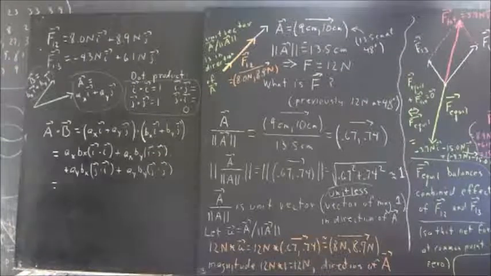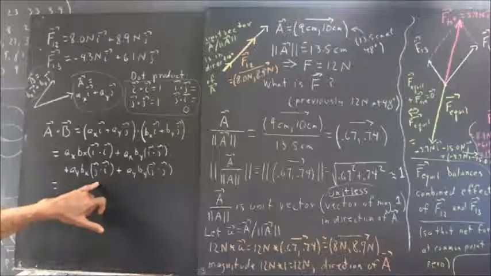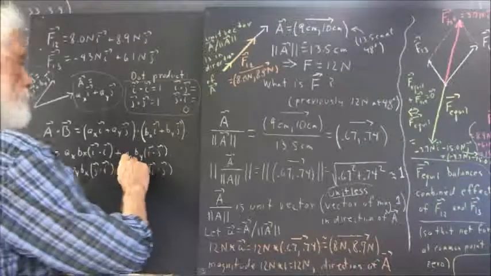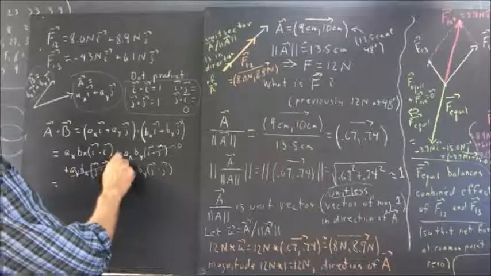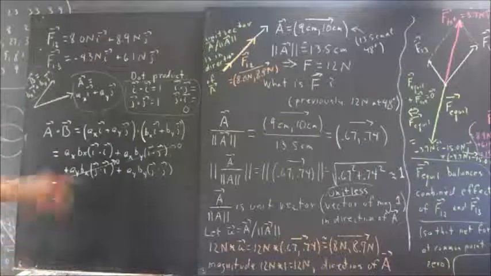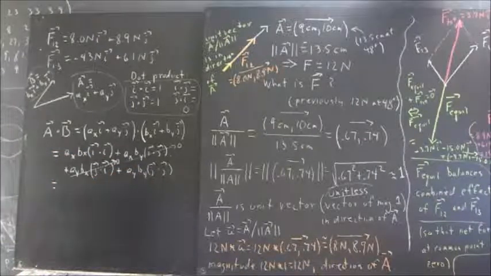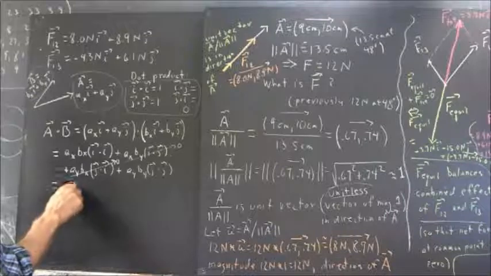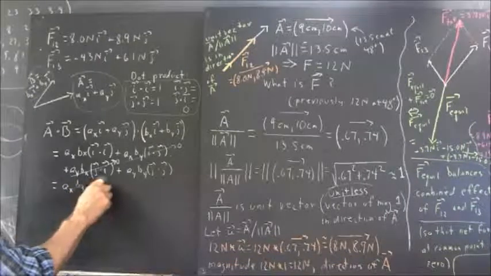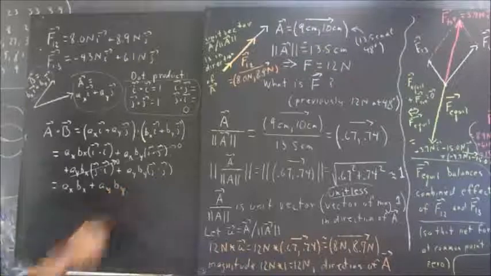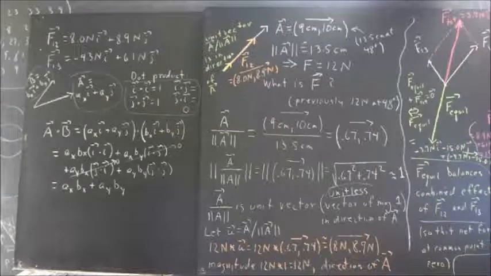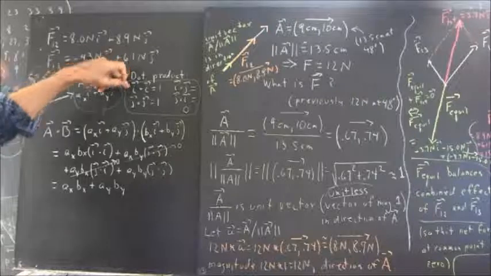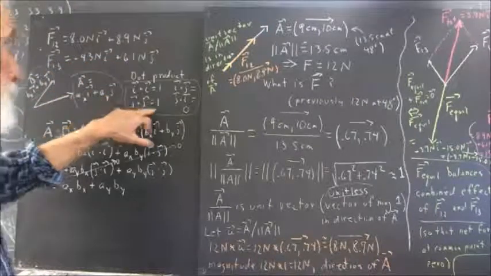Since I dot J and J dot I are 0, this term is 0, and this term is 0. Since I dot I and J dot J are both 1, the result of that is just AX BX plus AY BY. Now, a lot of times you'll just see this as the definition. I prefer to use a little deeper approach and just define this in terms of the simple facts that I dot I and J dot J are 1.